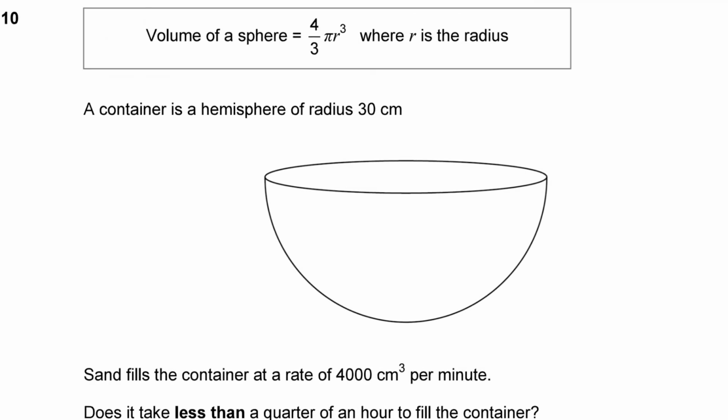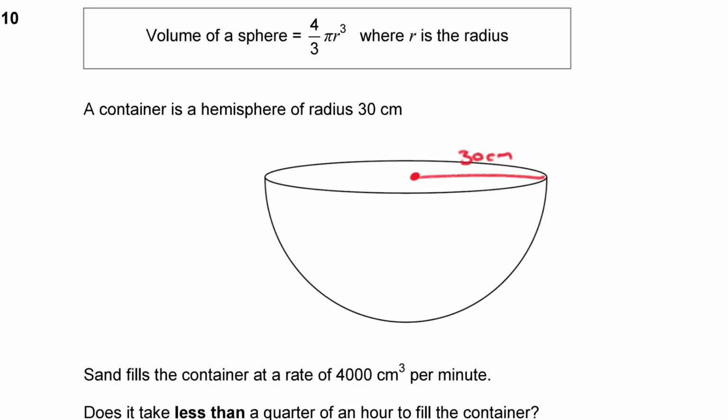Question 10. Now we're told that the volume of a sphere is 4/3 pi r cubed, where r is the radius, and we've been given this diagram, which is a hemisphere, isn't it? A container is a hemisphere of radius 30 centimeters. So I'm just going to draw that on then. So here's the center of my sphere, and the distance from the center to the edge in any given direction is going to be 30 centimeters.